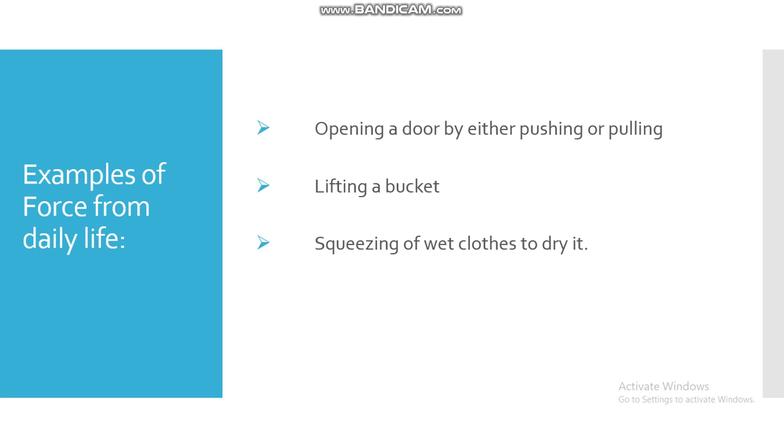Then squeezing wet clothes to dry them is another example. If clothes are very wet, in order to dry them you squeeze them. Another example is hitting a ball with a bat. There could also be many other examples that come to your mind, so you can write those too. These are some examples of force from daily life.